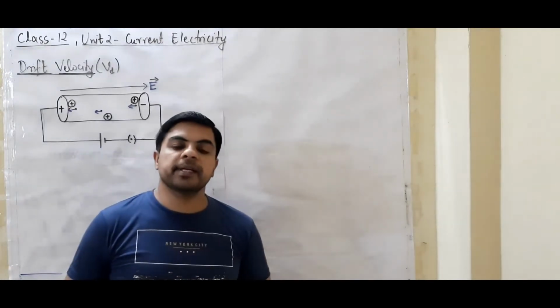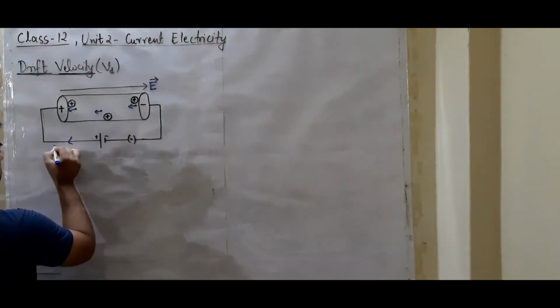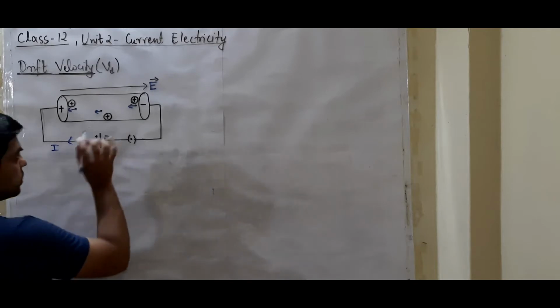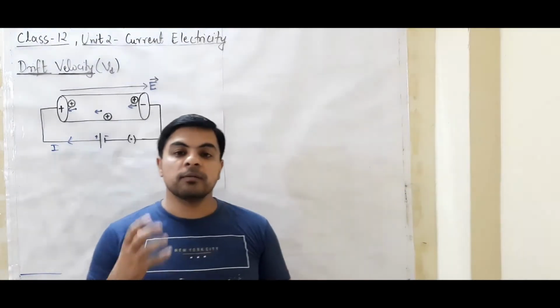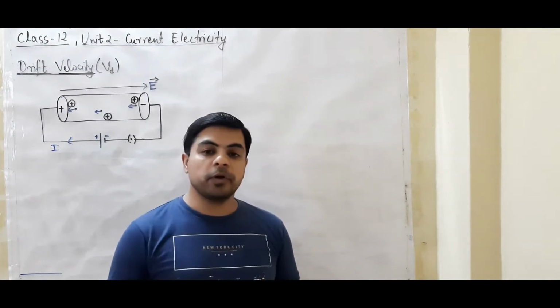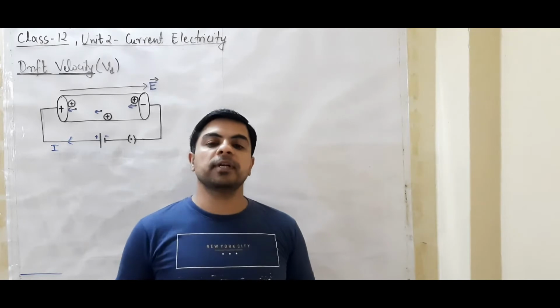At the same moment we get electric current in the circuit, which comes out from the positive terminal of the cell. So when this electron starts moving, what is the situation, how does it move, how does its velocity change, that we will discuss here.